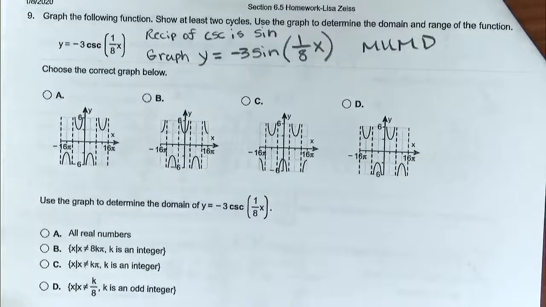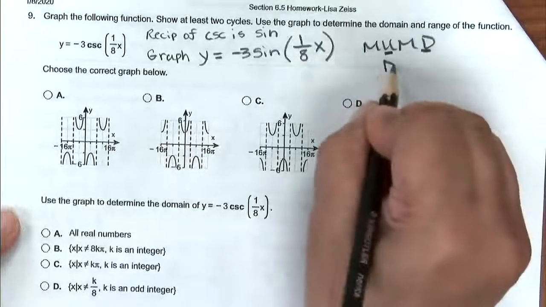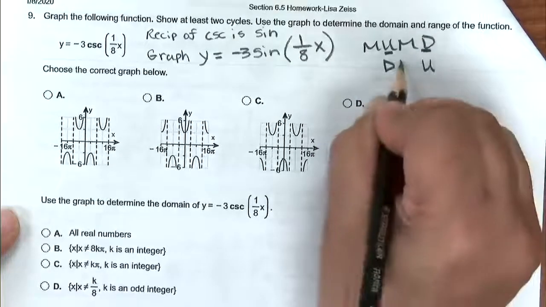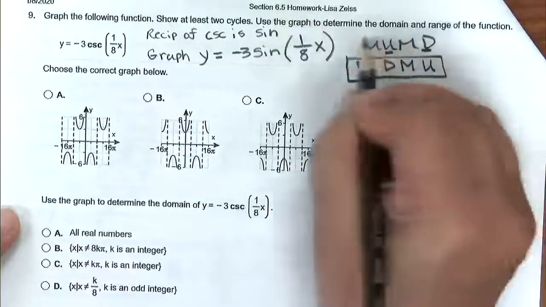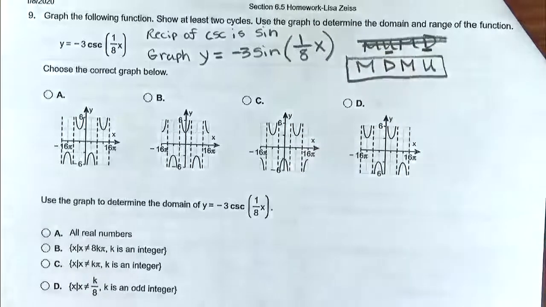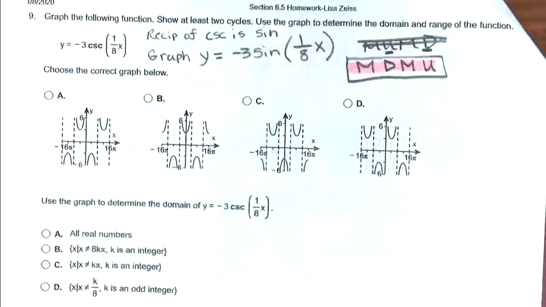Now let's flip it. All we're going to do is switch this and this. This will be a D. This will be a U. You cannot switch the M's. I would make sure that I'm paying attention to that, and I would cross out the original at that point. We're going to use this pattern when we do go to graph.